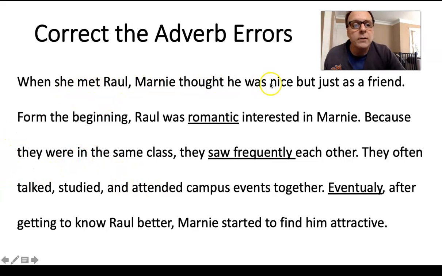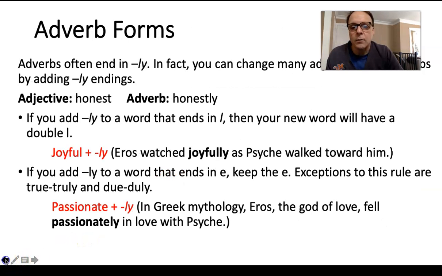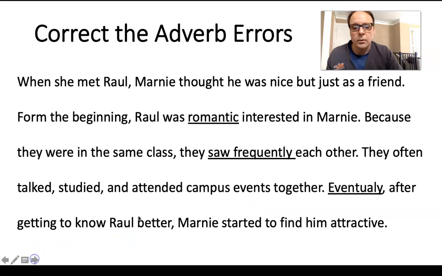When she met Raoul, Marnie thought he was nice, but just as a friend. From the beginning, Raoul was romantic interested in Marnie. Problem there, right? So if we go back and look at our rules, romantic is an adjective, but we want to make it an adverb, so we can probably add ly there. Because they were in the same class, they saw frequently each other. Okay, we talked about the order of adjectives and adverbs. There's a problem there. They often talked, studied, and attended campus events together. Eventual, I think we said we usually double the L. What was our rule here? If it ends in L, you're probably going to have a double L. So eventual becomes eventually. So that's a problem.